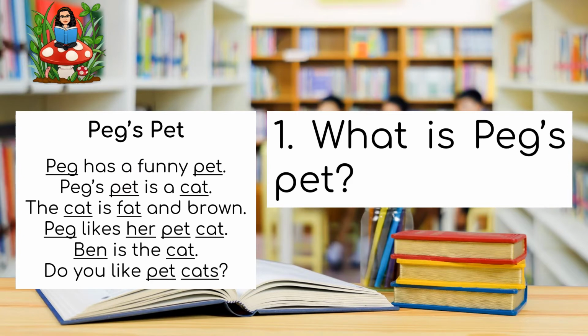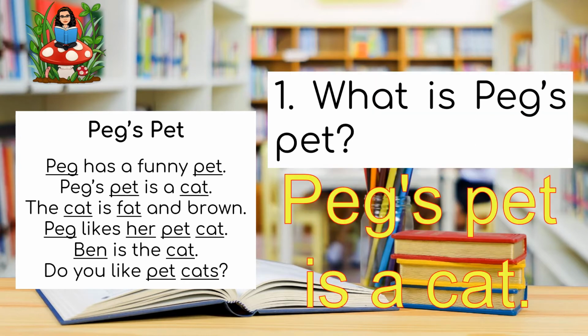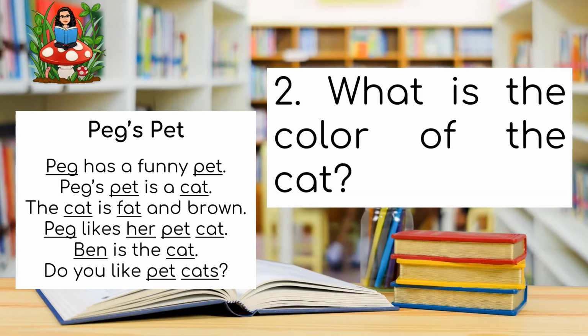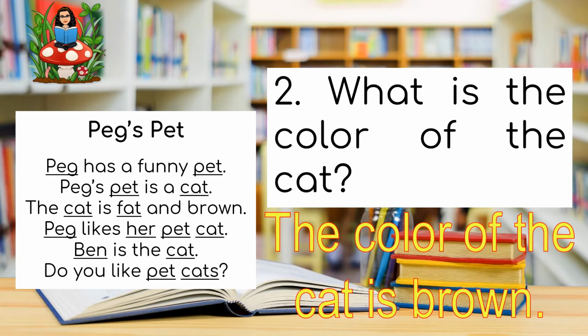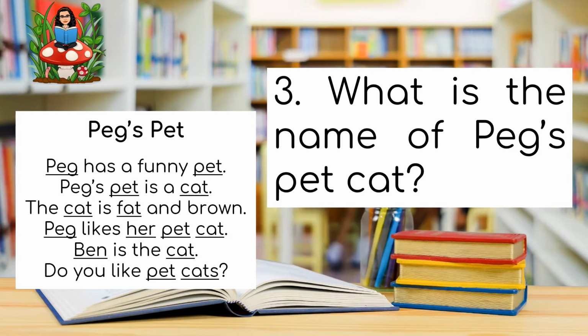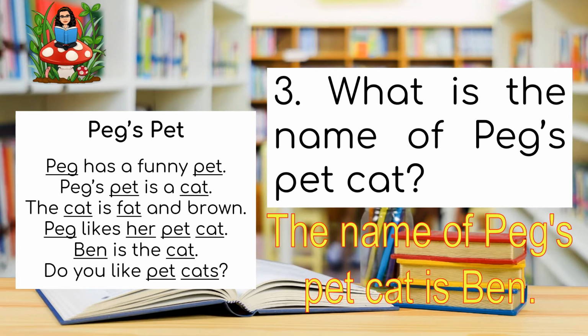Let's answer some questions based from the story. Number 1. What is Peg's pet? The correct answer is Peg's pet is a cat. Number 2. What is the color of the cat? The color of the cat is brown. Number 3. What is the name of Peg's pet cat? The name of Peg's pet cat is Ben.